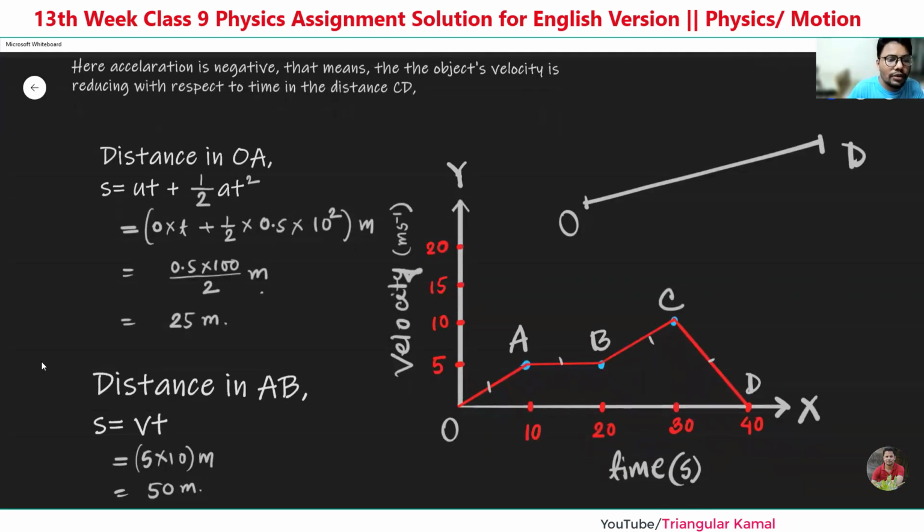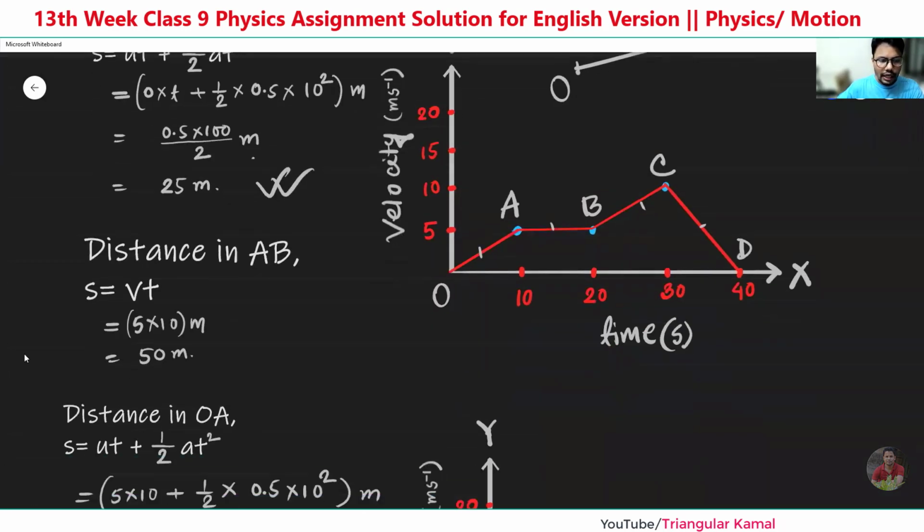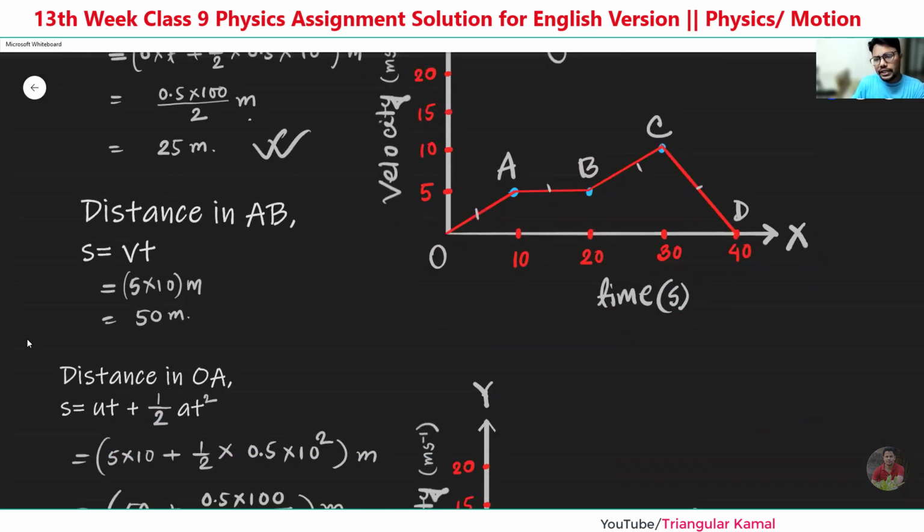So now, by using the formula S equals ut plus half at square, where u, the initial velocity, is 0, t, the change of time, is 10 seconds, and a is the acceleration. On the first part, OA, the acceleration is 0.5 and the time is 0 to 10 seconds. After doing the calculation, the particle travels 25 meters.